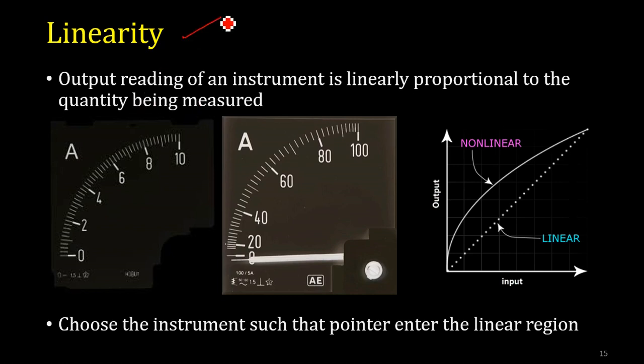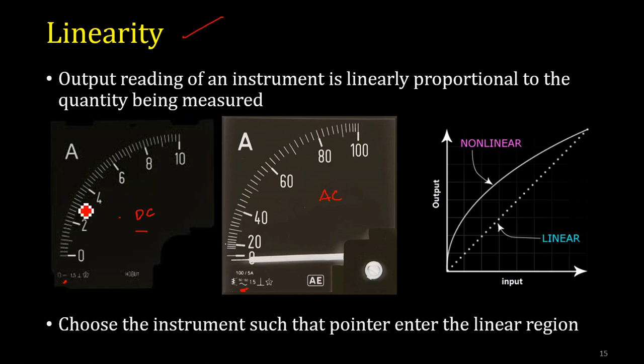Now you have another property known as linearity. That is, your output should follow the input. You should have a linear relationship between the input and the output, or the measured quantity shown. Output here indicates what is being shown by the instrument. Here you can see two types of ammeters. The first is a DC ammeter, and this is an AC ammeter. Here a sine wave is shown, which indicates an AC instrument. Here a plain line is shown, which indicates a DC instrument.